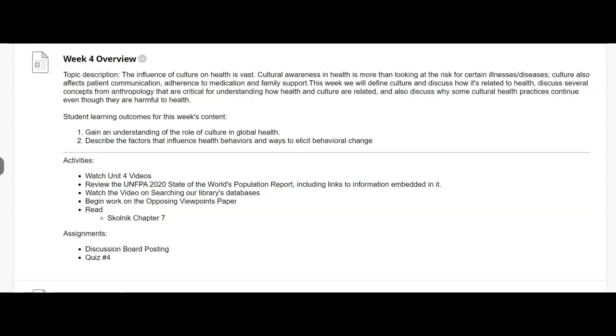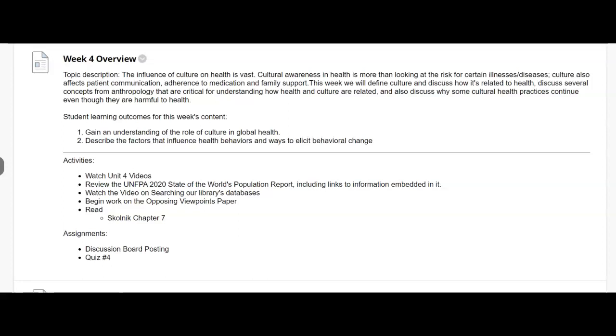And then we're going to look at pieces of information, sections, I should say, of information that are going to get you started on completing your opposing viewpoints paper. It's actually spending class time on working on our opposing viewpoints paper.